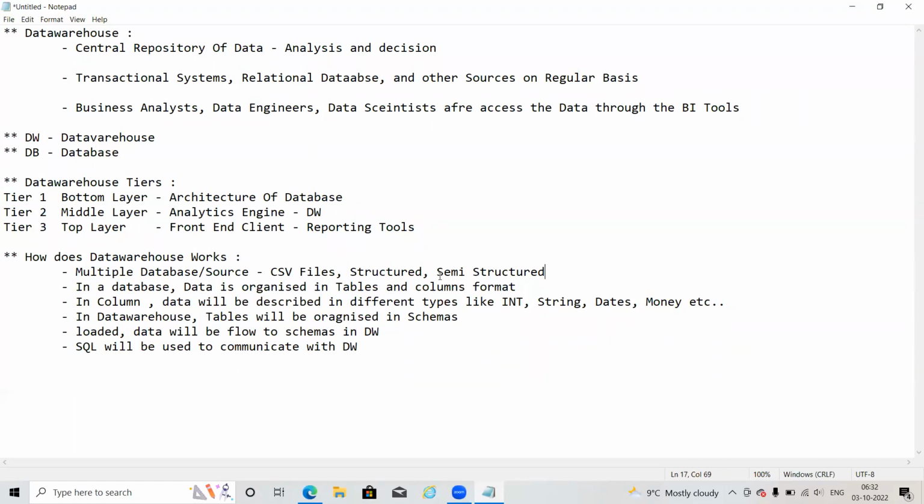Data from CSV files, whether structured, semi-structured or blob data, we can load into a data warehouse. Once you load data into a data warehouse, it will be stored in a table in columns and rows format. These columns can be integer, blob, character, dates, or decimals, so we can store different types in these tables.